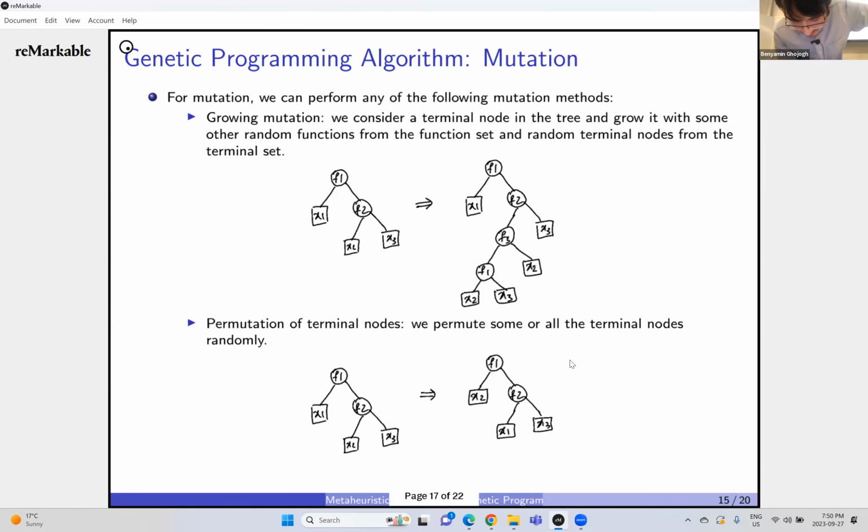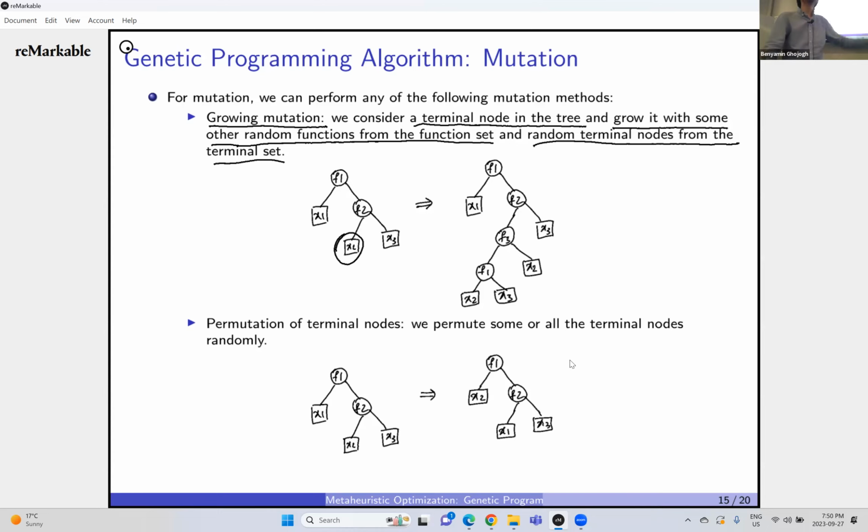We can have growing mutation. What do we do? We consider a terminal node in the tree and grow it with some other random functions from the function set and random terminal nodes from the terminal set. So what do I mean? Consider one of the terminal nodes, such as x2 here, then grow the tree from that terminal node. So you will have a subtree there where the operator nodes are random and terminal nodes are also random, right?